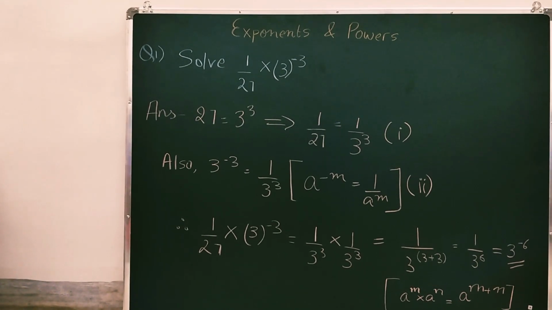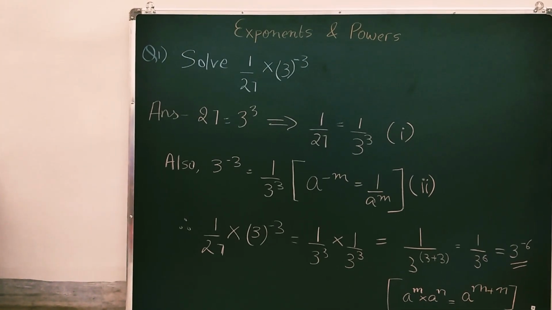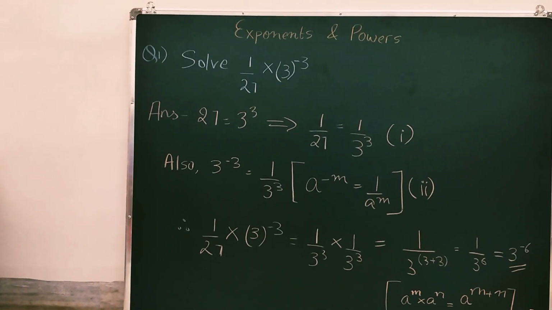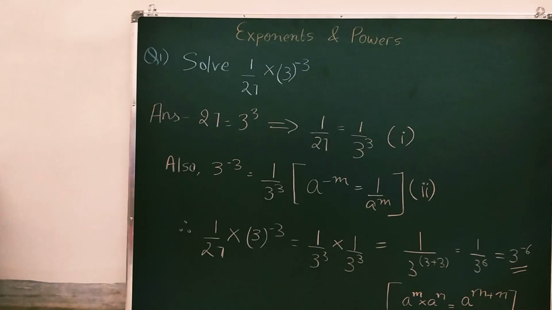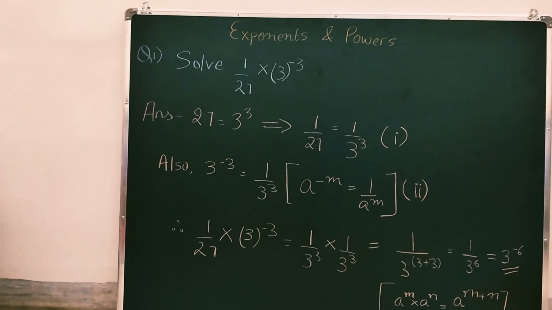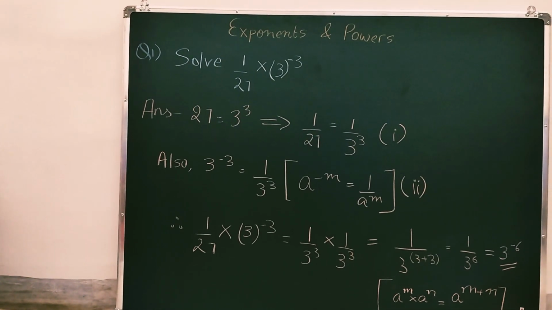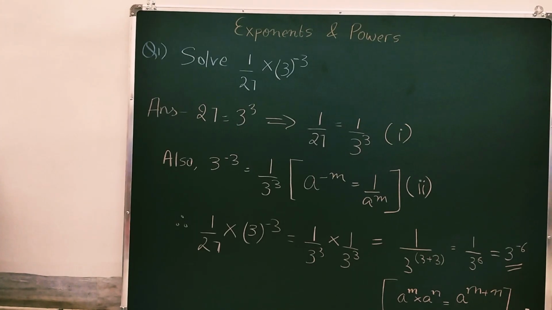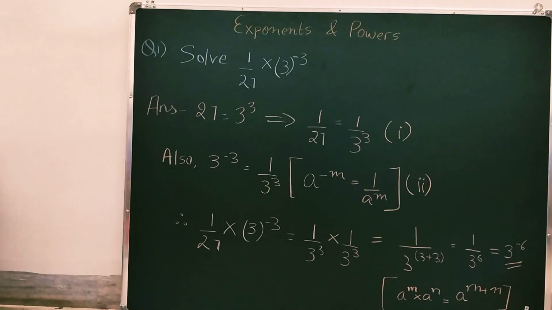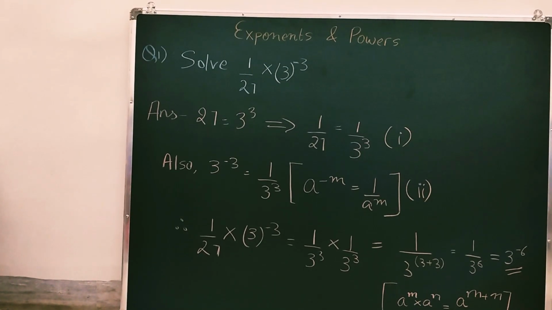We have put the values from 1 and 2. Now how to solve this? Keeping the numerator as 1, we will perform a second law on the denominator. If we see the bases are same, that is 3, and they are in multiplication, so the powers will get added according to the law a raised to power m into a raised to power n, which is a raised to power m plus n. So 3 raised to power 3 into 3 raised to power 3 becomes 3 raised to power 3 plus 3, which gets us 3 raised to power 6.